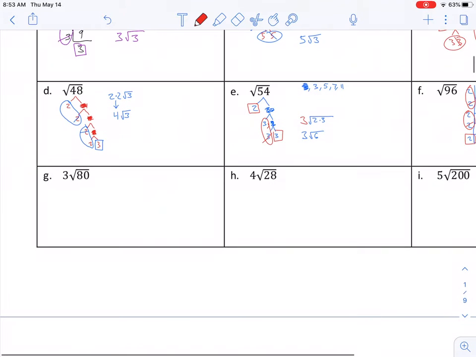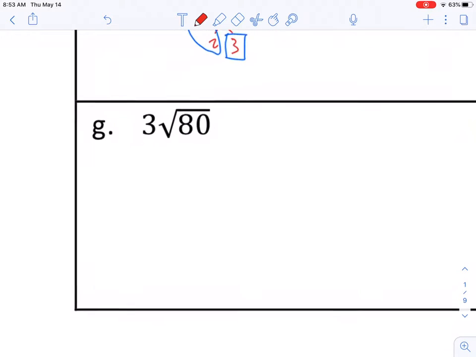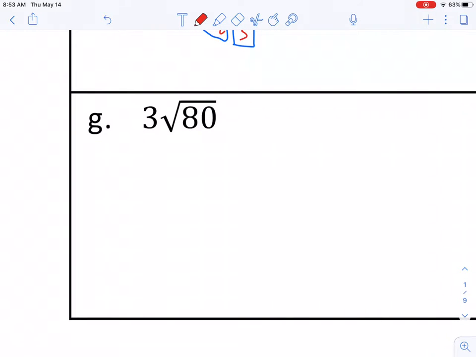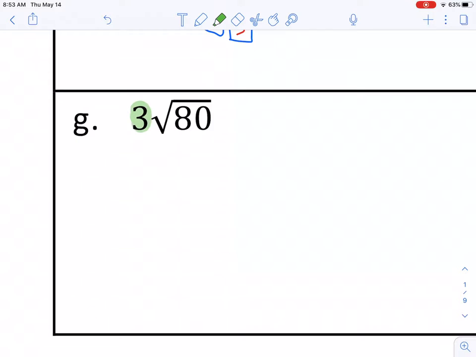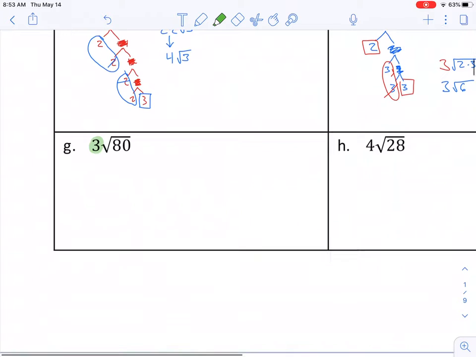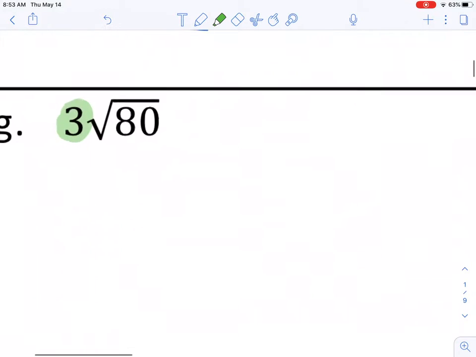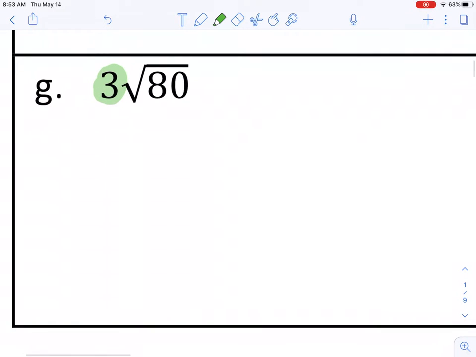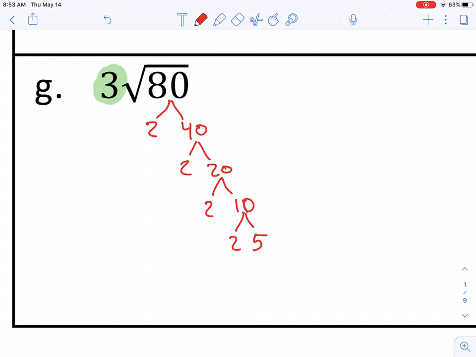All right. So let's look at what happens if we have a number still on the outside. This 3 is still going to stay on the outside after we break down the 80, and whatever else comes outside with it is going to get multiplied to it. So I'm going to break down 80 using 2 and 40. Okay, so I broke down 80.